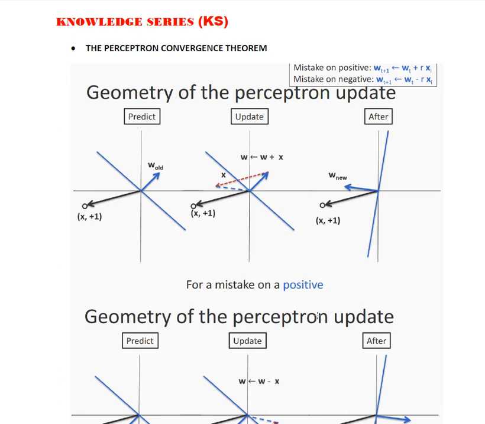Here we are going to discuss the perceptron numerical problem. Before that, let me give an outline about the geometry of the perceptron updates.